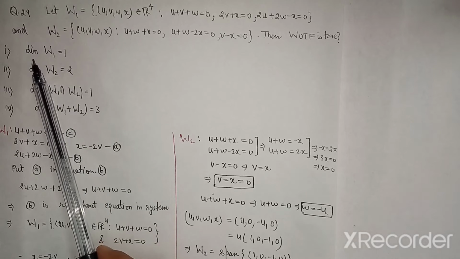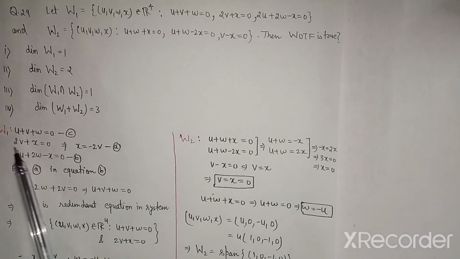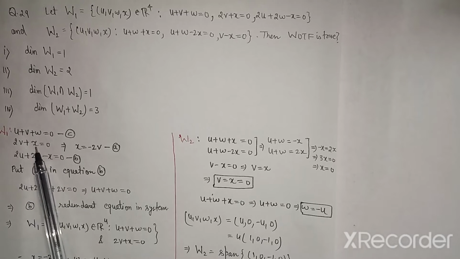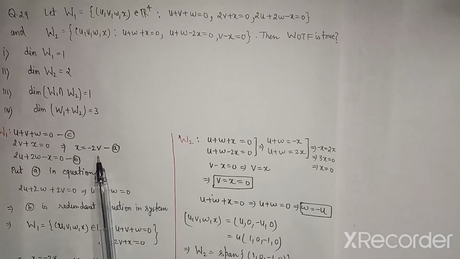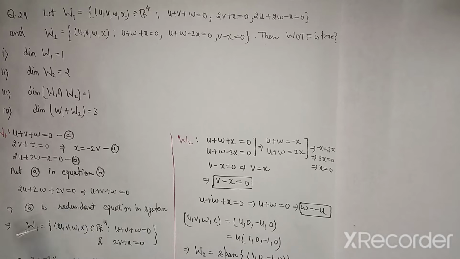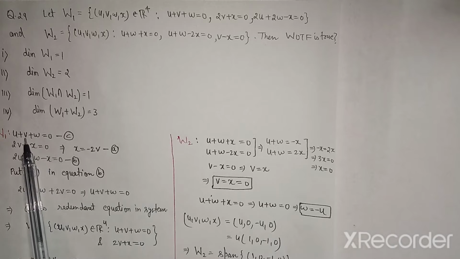The first option is about the dimension of W1. So first we calculate the dimension of W1. The vectors of W1 satisfy these three conditions. From the second condition, we get that x is equal to minus 2v. When we put the value of x in condition B, the third condition, we get 2u plus 2w plus 2v is equal to 0. After simplifying, we get u plus v plus w is equal to 0. This is the same condition which we get from condition C, the first condition.